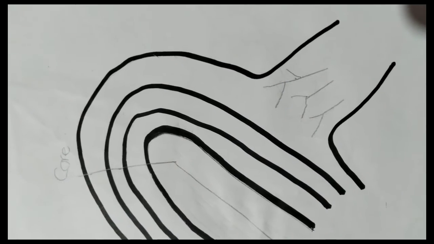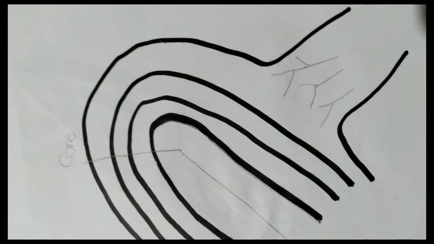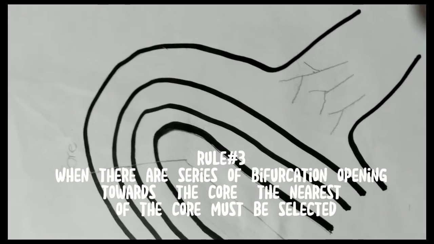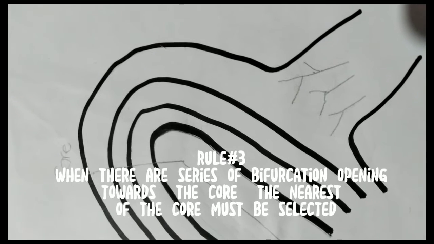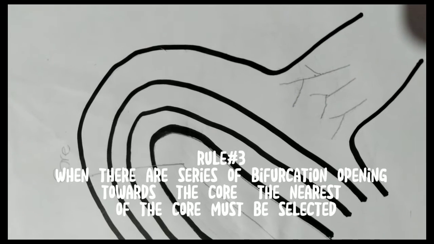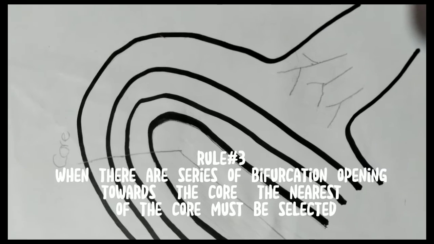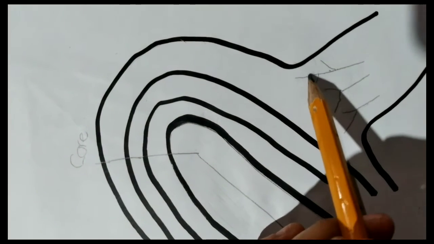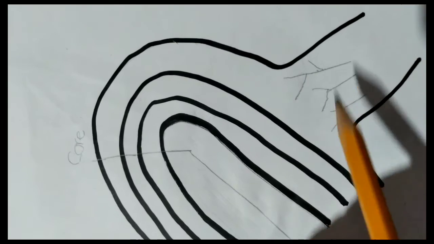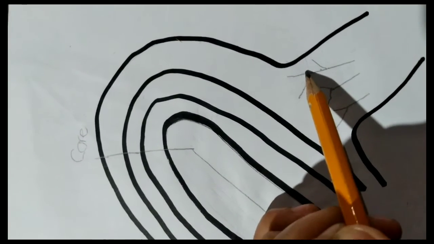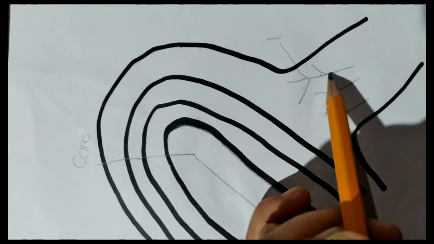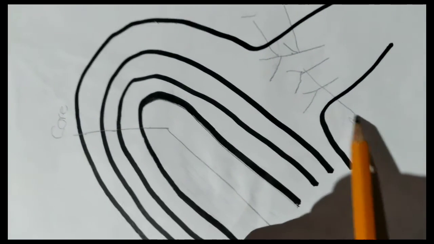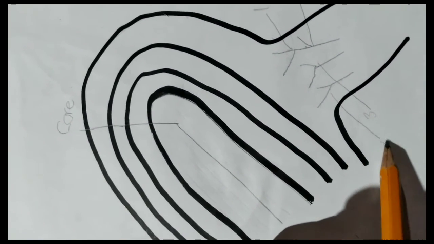Okay, so let's proceed to rule number 3. Rule number 3 says that when there is a series of bifurcations opening towards the core, the nearest to the core must be selected. So as you notice again, we have here a series of bifurcations: bifurcation number 1, bifurcation number 2, bifurcation number 3, and bifurcation number 4.